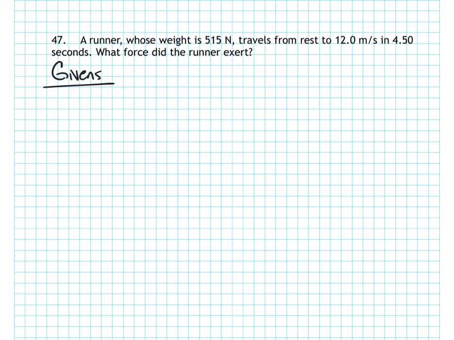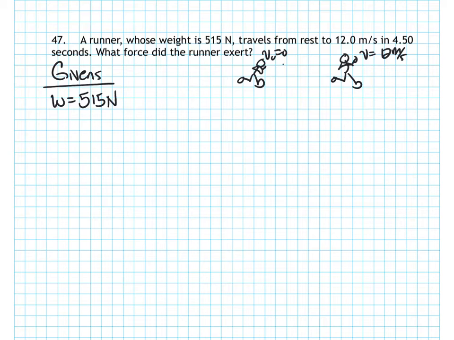If I look at the givens, I know the weight of the runner is 515 newtons. If I made a little diagram, here's going to be my runner. Again, not an artist, just whatever. Here's my runner over here, and here's my runner here. He's running faster. He starts off at an initial velocity of 0. Doesn't look like it, but it is. The final velocity is 12 meters per second, and the time to make this trip is 4.50 seconds.